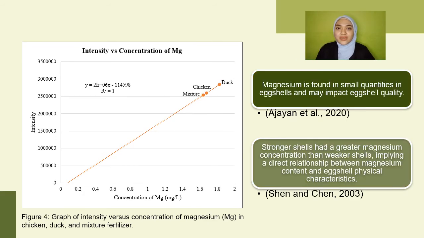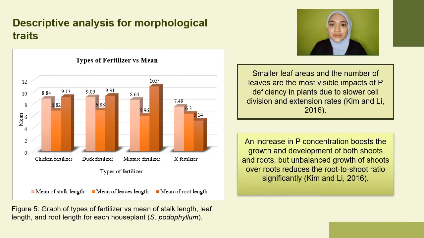Based on Figure 4, the highest concentration of magnesium is duck fertilizer, followed by chicken and mixture fertilizer, which is 1.827, 1.676, and 1.638 mg per liter respectively. Magnesium is found in small quantities in eggshells and may impact the eggshell quality. Hence, stronger shells had a greater magnesium concentration than weaker shells, implying a direct relationship between magnesium content and eggshell physical characteristics. Next, the growth and development of 4 houseplants fertilized with each eggshell fertilizer and egg fertilizer were compared by measuring the morphological traits using descriptive analysis.